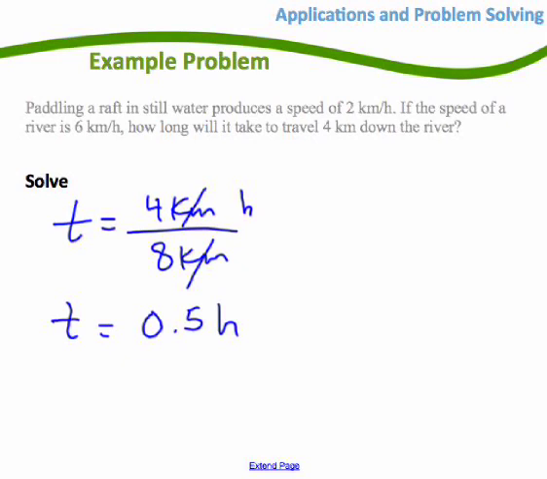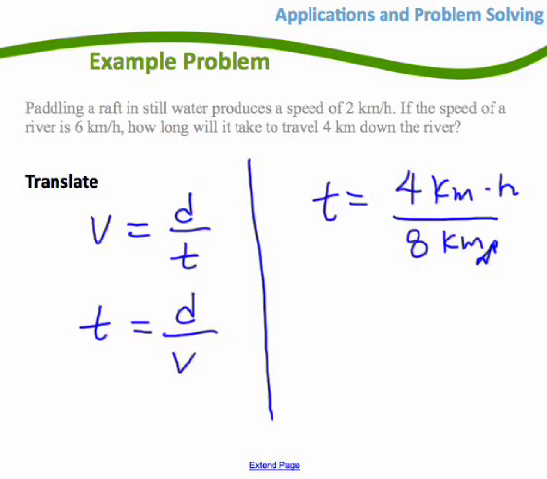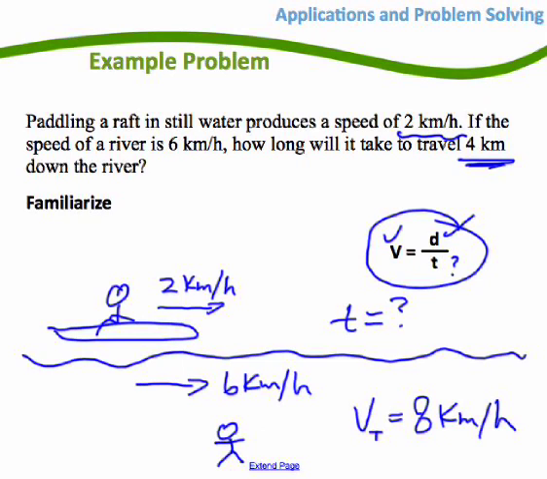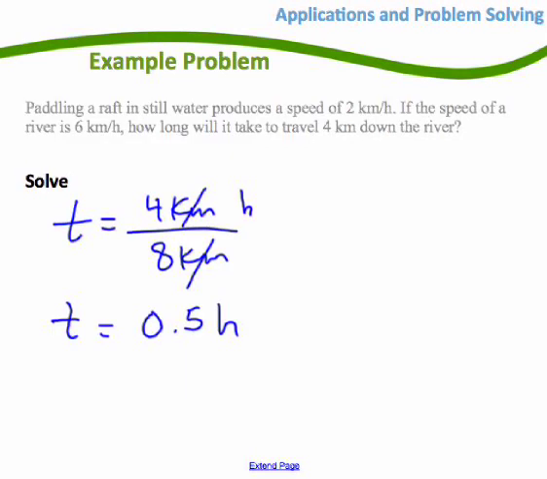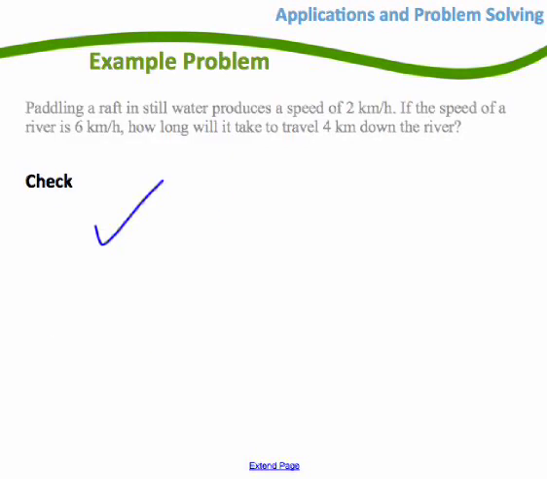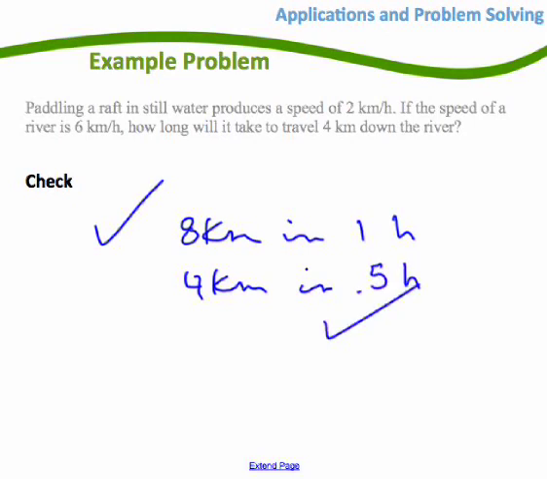Let's check to see if that makes sense. So let me go back to this slide right here. So if I'm going 8 kilometers an hour and I have to go a total of 4 kilometers, it does make sense if I'm going 8 kilometers in 1 hour that I could do half that distance in half an hour. So yeah, I'm feeling confident that my 8 kilometers in 1 hour, therefore 4 kilometers in a half an hour, I'm feeling confident that that makes sense.